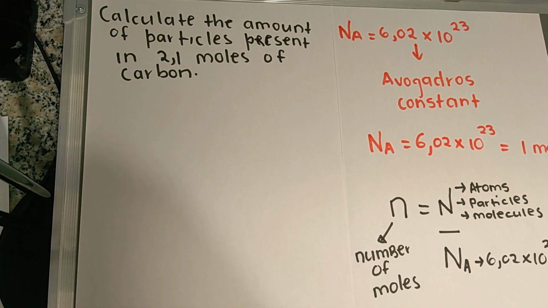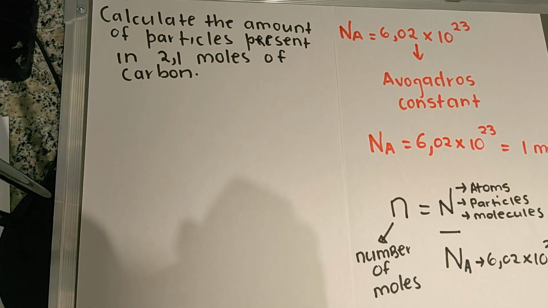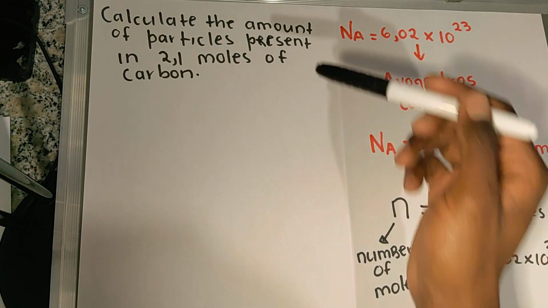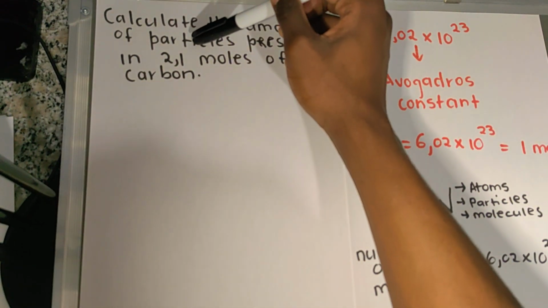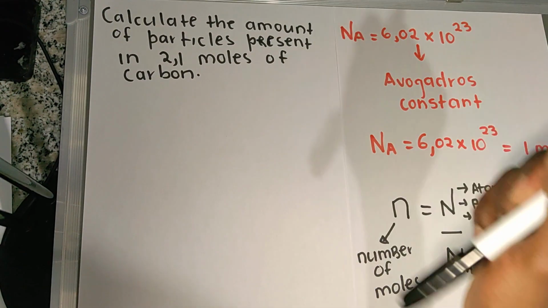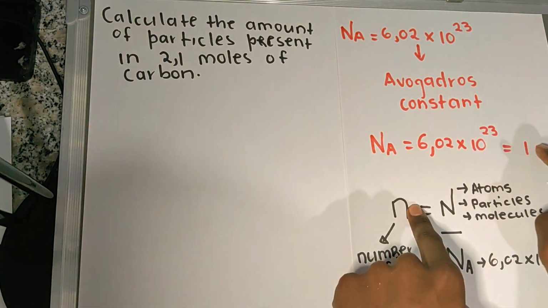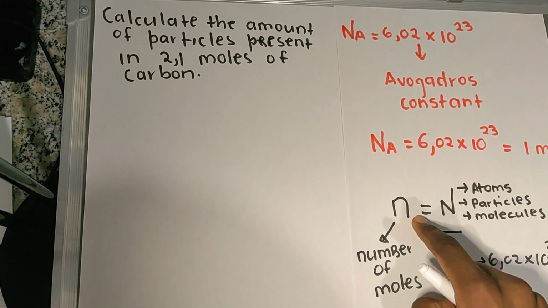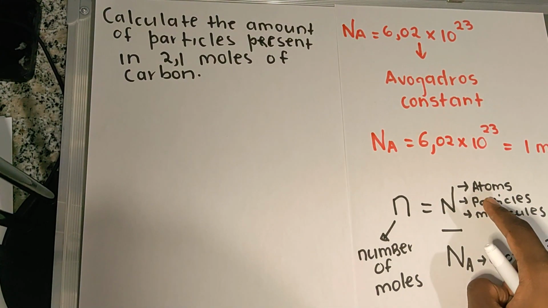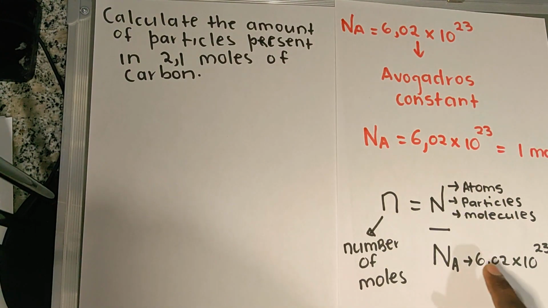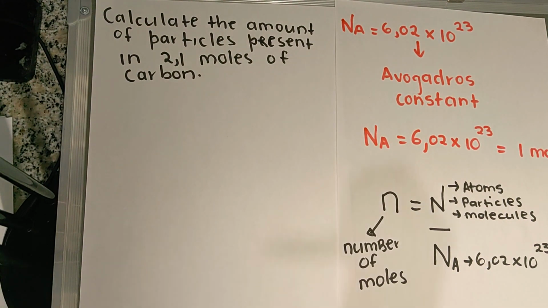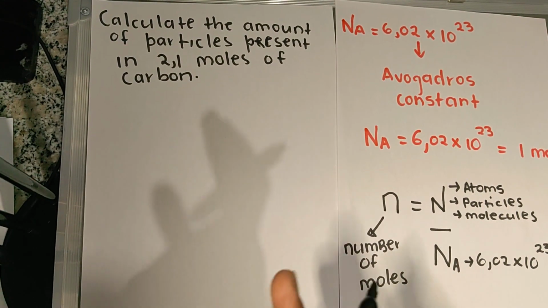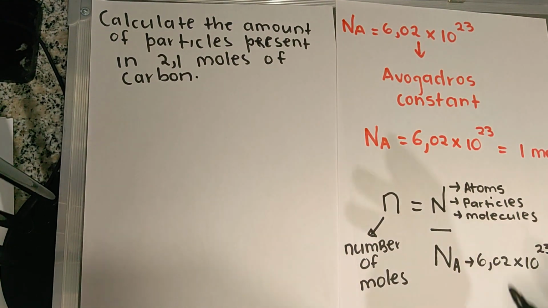Calculate the amount of particles present in 2.1 moles of carbon. So now they want the number of particles and I've given you the number of moles. Remember, we can use this as a conversion factor between particles and number of moles. Or you can use this formula to just find the number of particles after substituting the number of moles. Remember, this is a constant. So let me begin by using a formula because a lot of our learners, I think, do find formulas easier than the conversion factors.